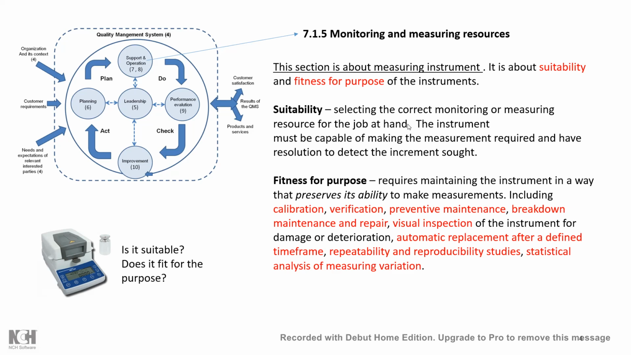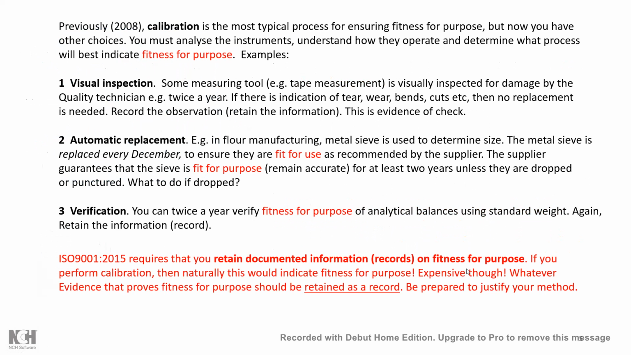So these words should be familiar for you who work in the QC lab: calibration, verification, preventive maintenance, breakdown, maintenance and repair, visual inspection, automatic replacement after a defined time frame, repeatability, reproducibility studies, statistical analysis of measuring variation, etc. Depending on how critical the instrument use is, you have to decide whether it is calibration that you need to do, whether it is preventive maintenance. So all of this depends on the particular process and particular instrument.